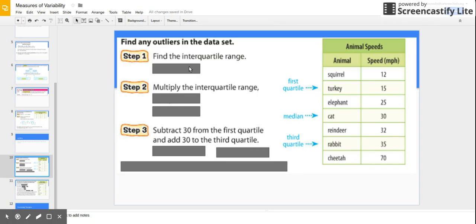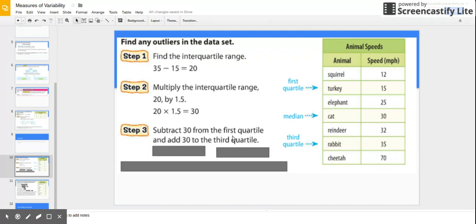So step 1, we're going to find the interquartile range. The third quartile we're given is 35. The first quartile we're given is 15. So we're just going to subtract those two to get 20. Now, we're going to multiply the interquartile range, which is 20, by 1.5, okay? Because anything that's more than 1.5 times the interquartile range is considered an outlier. So 20 times 1.5 is 30.